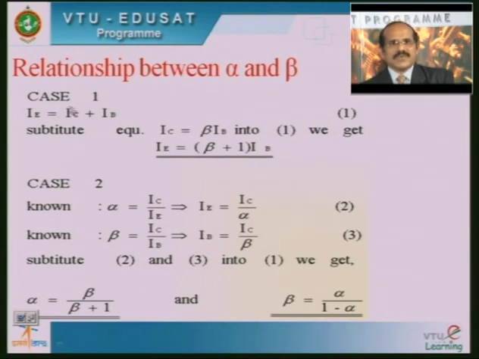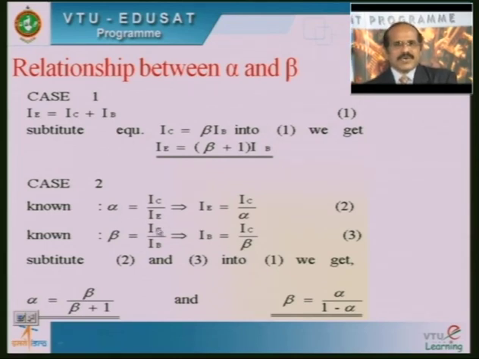So, what we are substituting here is IC in terms of IB here. Therefore, what will we get? IE is equal to, if you take IB common in the bracket, I will be left with beta plus 1 here. Also we know that alpha, that is the common base DC current gain, is defined as the output current by the input current, that is collector current by the emitter current here. So, from this you can say that alpha is nothing but IC by IE. You can assume it as equation 2 here.